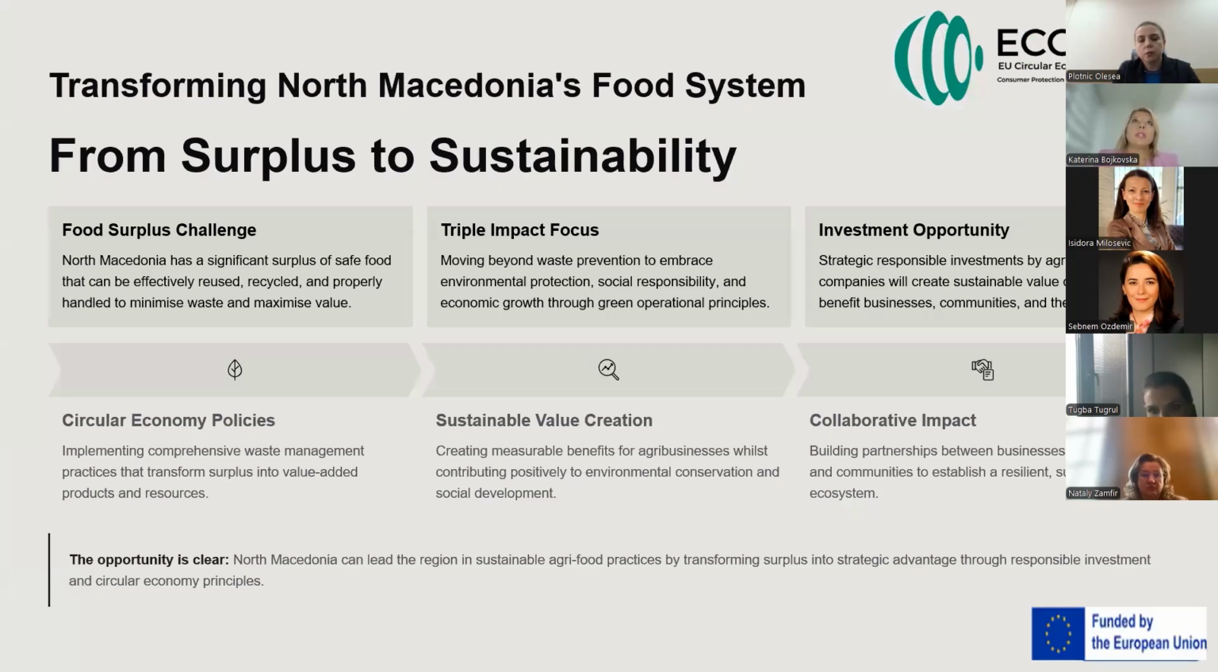In the Republic of North Macedonia, there is a surplus of safe food that can be reused, recycled, and properly handled, thus creating as little food waste as possible. In doing so, the focus should be not only on the environmental, social, and economic benefits of preventing food waste, but also on the opportunities for applying green principles in the operation of agri-food businesses. Appropriate responsible investment by agri-food companies will result in a sustainable value chain, as circular economy policy and waste management practices will add value to agribusiness, the environment, and society as a whole.